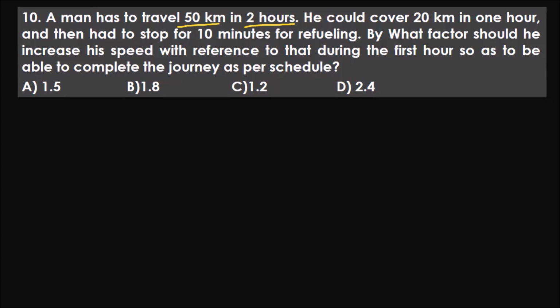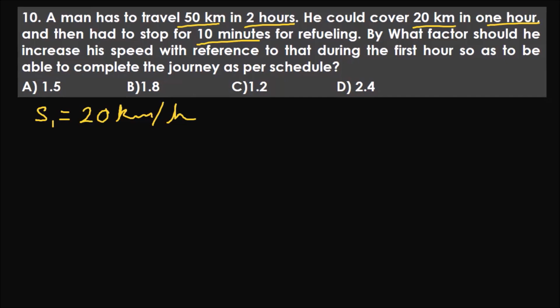So first, he could cover 20 kilometer in 1 hour. All right. So that means initially his speed 1 is equal to 20 kilometer per hour. This is his initial speed. So 1 hour done, he has only 1 hour left because total time is 2 hours. Now he had to stop for 10 minutes for refueling. Okay. Now he doesn't even have 1 hour left. He has only 50 minutes left.